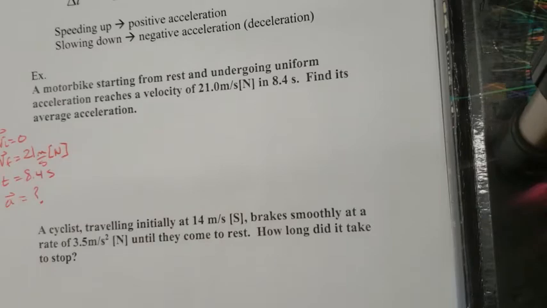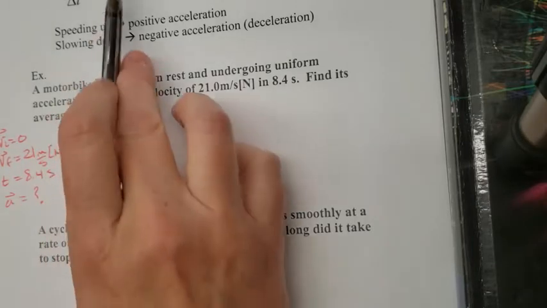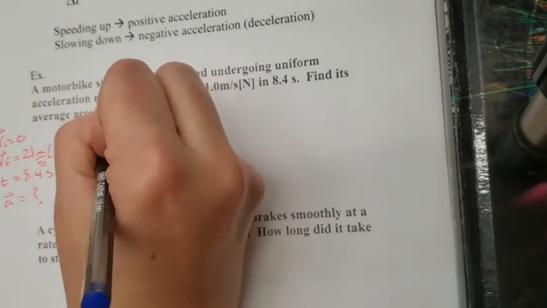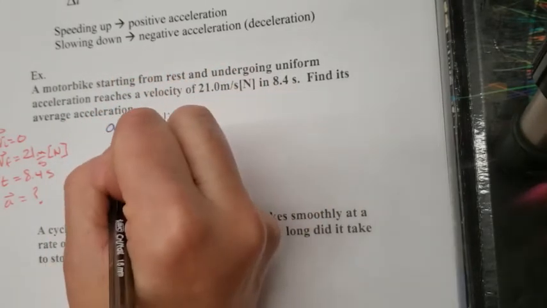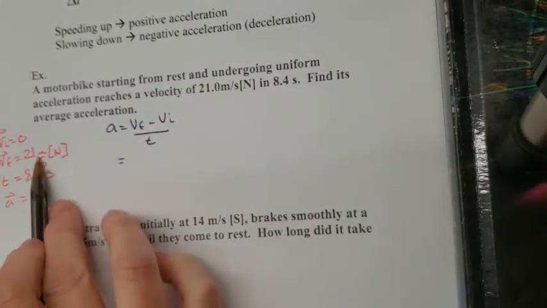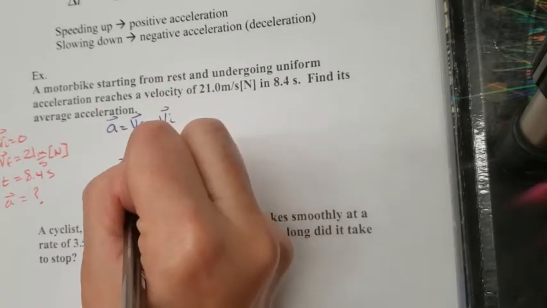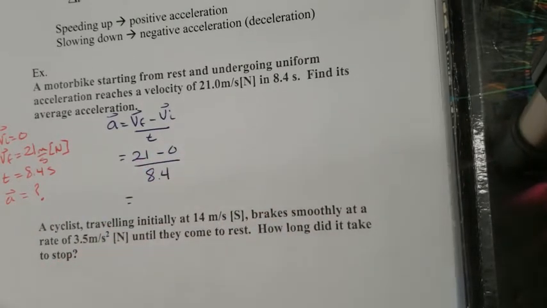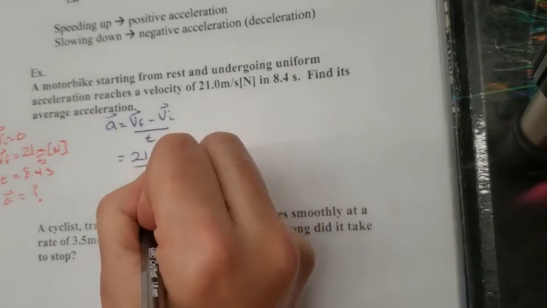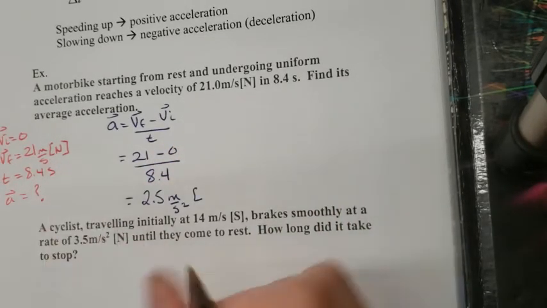All right, so we know the final velocity and the initial velocity, so we can use this formula up top. Acceleration is equal to Vf minus Vi divided by t. Let's plug in what we know. Vf is 21 minus 0, divided by our time, which is 8.4. When we punch all that into our calculator, we get 2.5. That would be meters per second squared. And our direction was north, so it's still north.